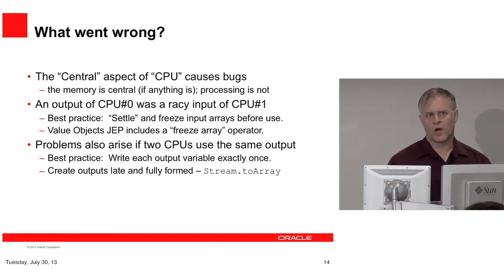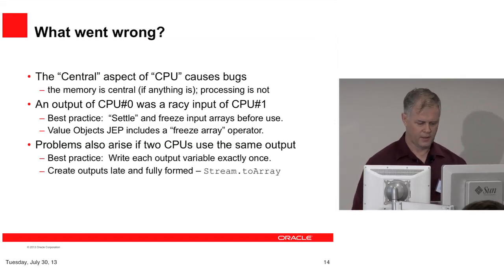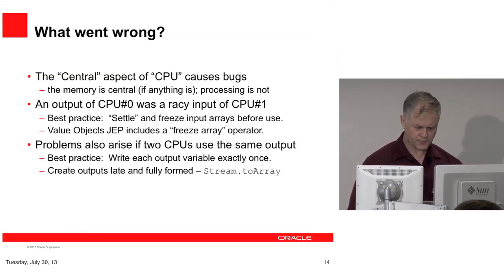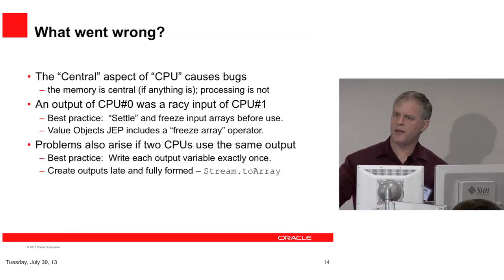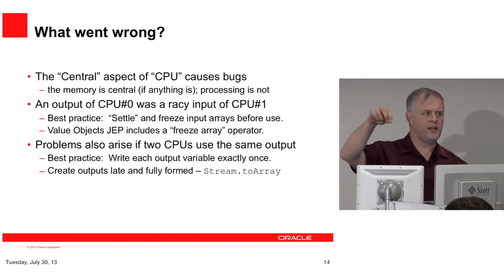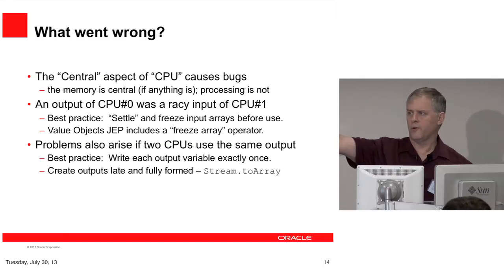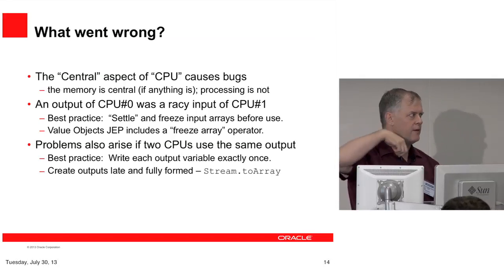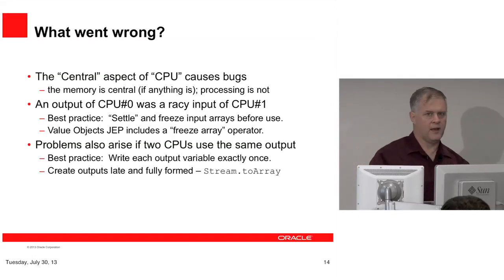Again, this is my opinion, it would be best if output variables were written exactly once. And this is kind of like functional programming 0.1. But one way to do that is with stream.toArray. And you saw that example in streams, where the final thing you did after making a stream that was adding up all your array elements was to create the new array that was to be the answer.